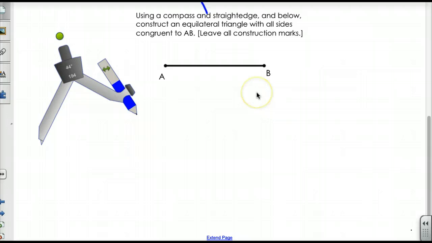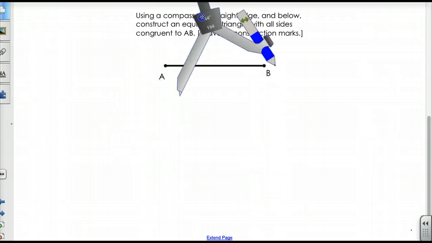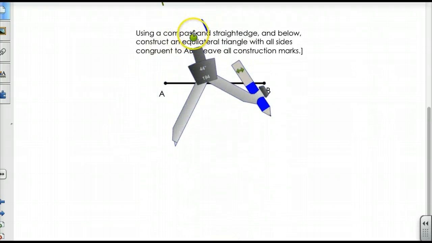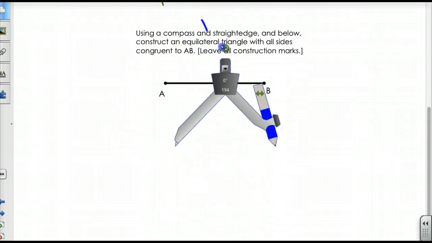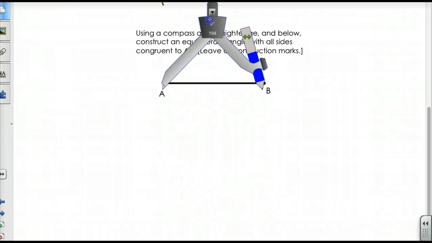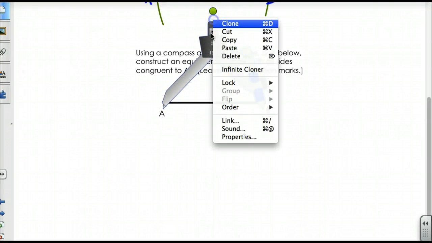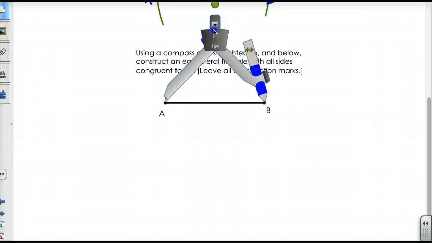All right, for our second problem, using a compass and a straightedge, we're going to do something a little different. We're going to construct an equilateral triangle with all sides equal to AB, but it's not going to be on AB. We're just going to have all the sides equal to the length of AB. So really what you have to start by doing is measuring how long AB is. And you might remember with a compass you can measure the length of something by placing the compass from one end to the other. So we want each side to be this length.